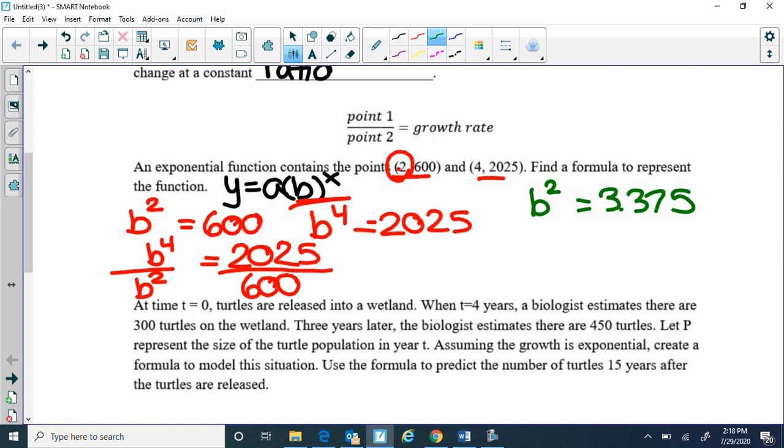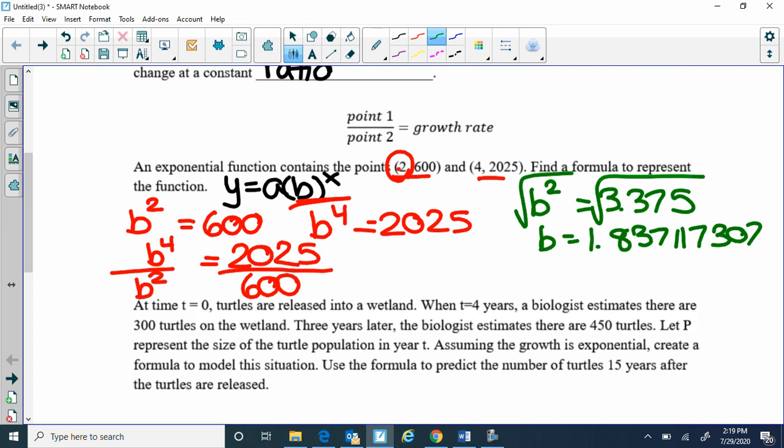Now to find my b value, I just have to get rid of that exponent of 2. The opposite of squaring is square rooting, so I'll go ahead and square root. And I will find out b is equal to 1.837117307. So that's my b value.